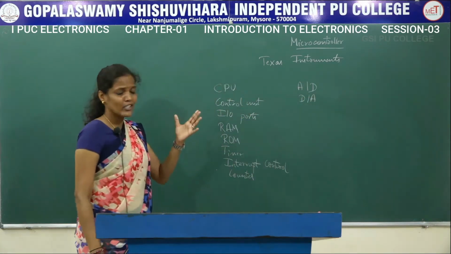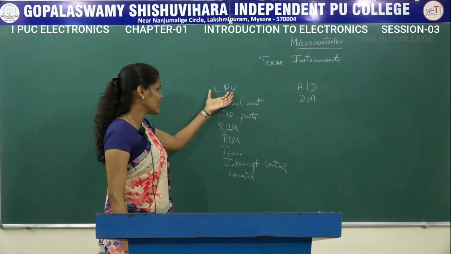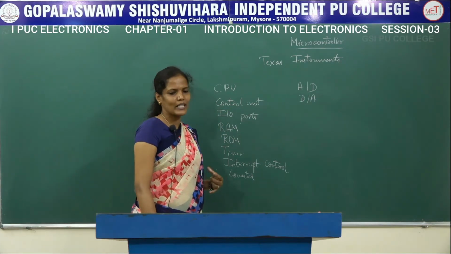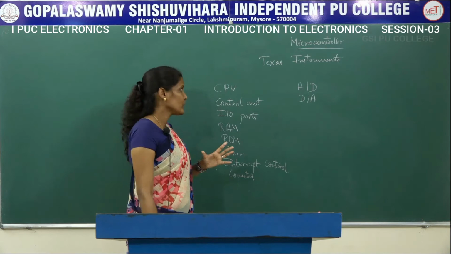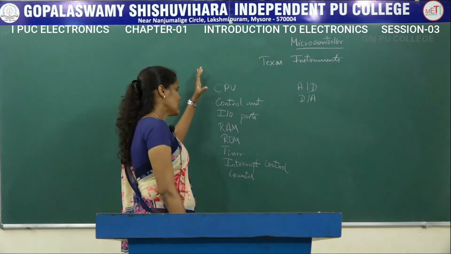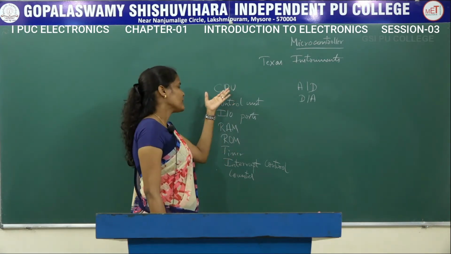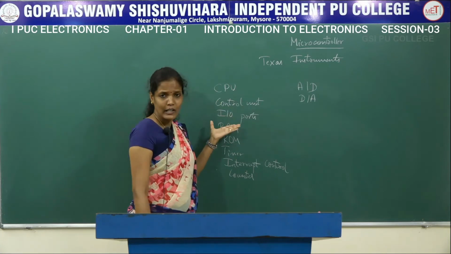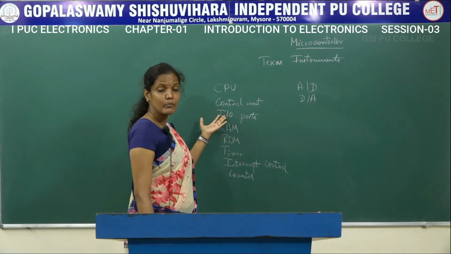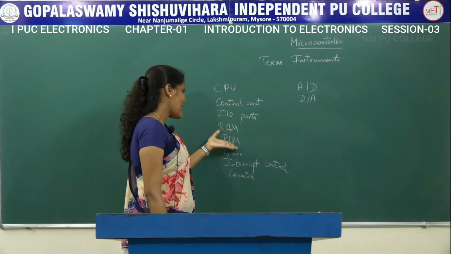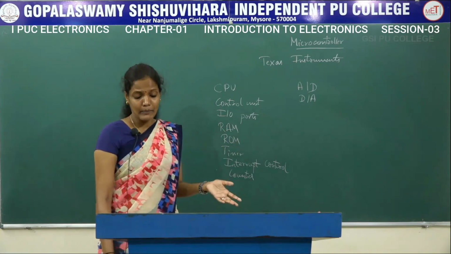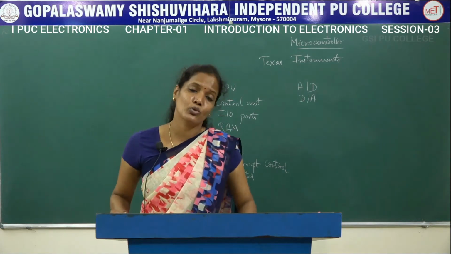So the microprocessor just had the CPU, control unit, and the data and address buses, but this microcontroller contains all these things: CPU, control unit, and also the IO ports, that is the input port as well as the output port. RAM and ROM are nothing but the memory devices which are used to store the data.